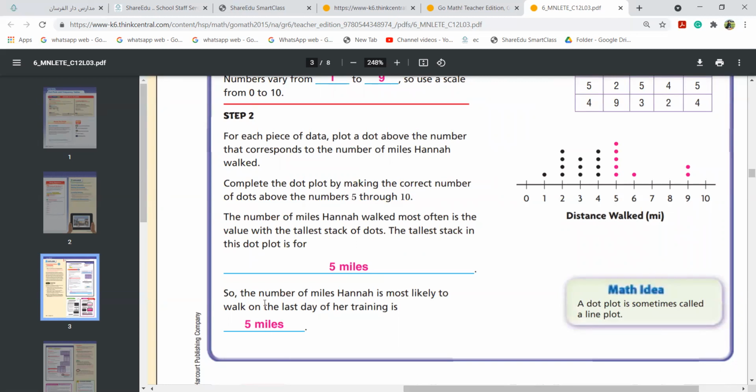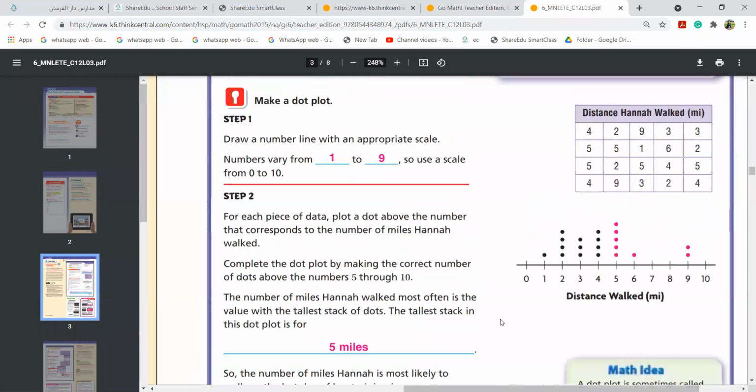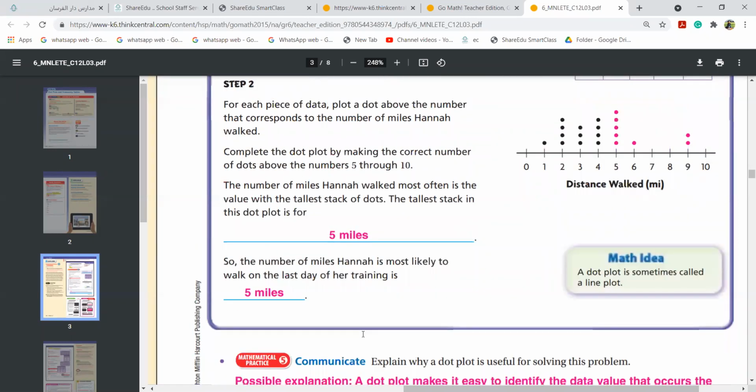How is it, girls? Isn't it easy? Yes, Miss. If I give this diagram for your homework and I ask you this question, will you be able to do it, inshallah? Yes, Miss. Inshallah.